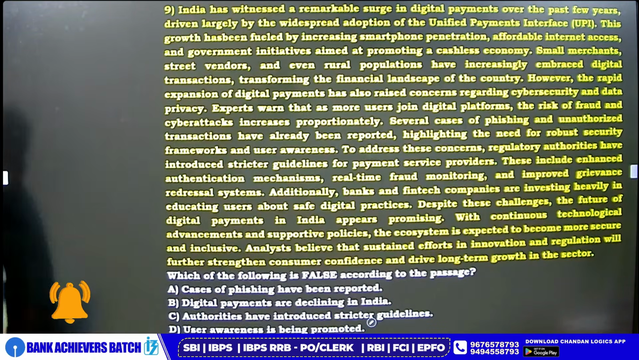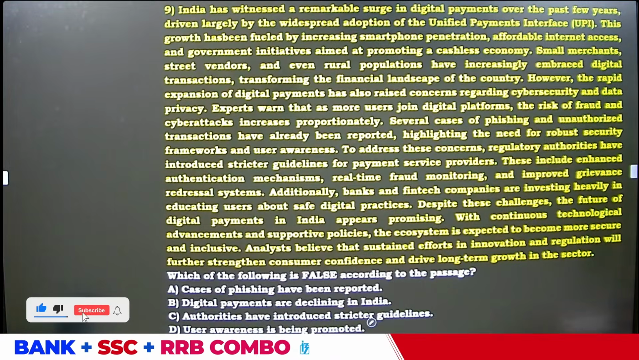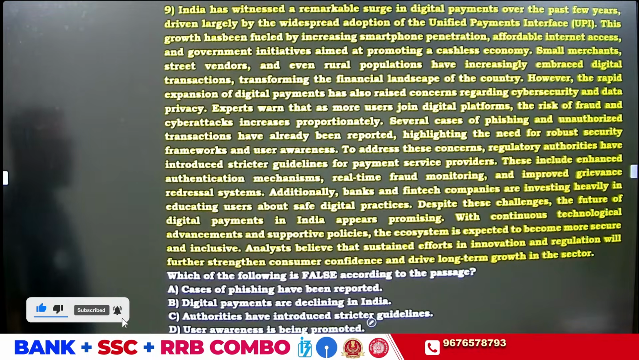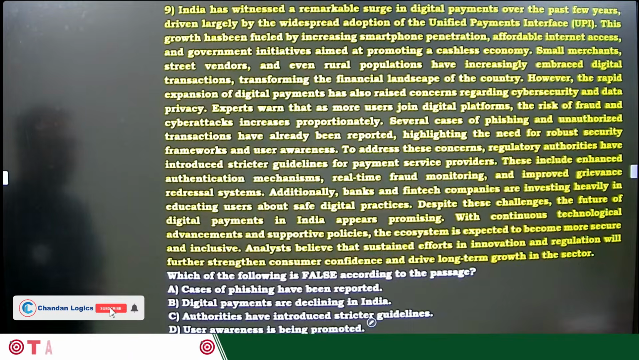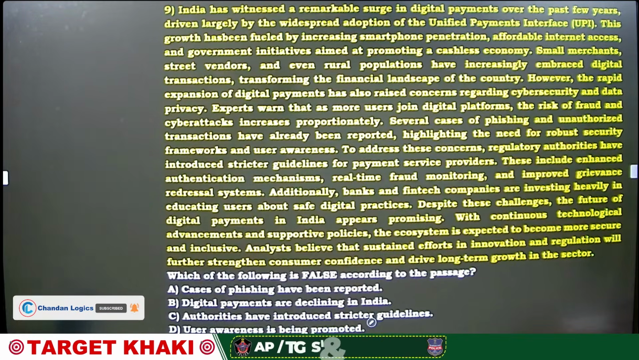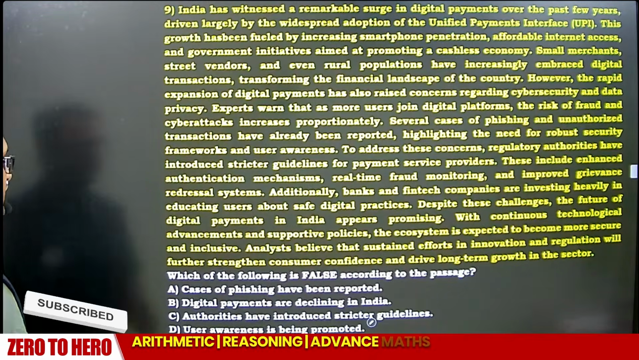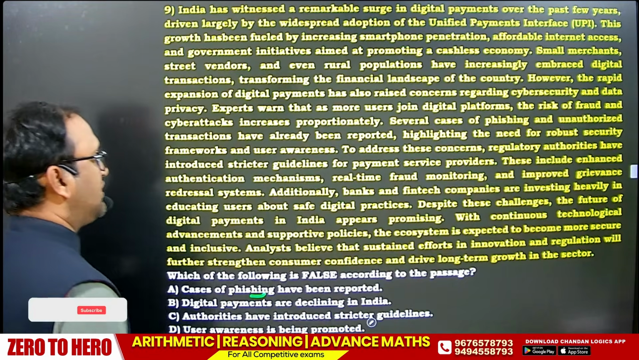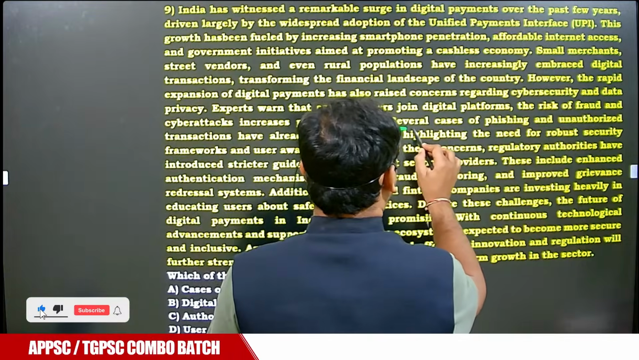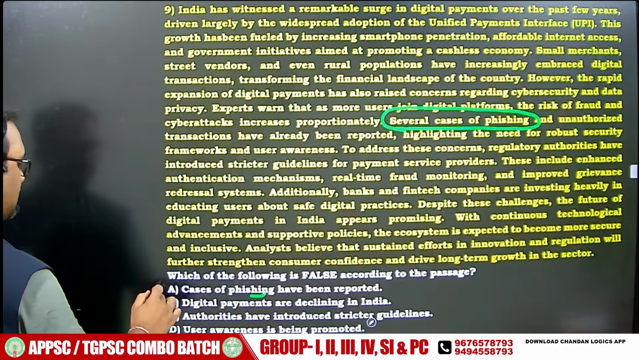Which of the following is false according to the paragraph? I know we did not read the paragraph, but can we try? Which of the following is false? Can you try? Don't read the paragraph. See the first option. Cases of phishing have been reported. See here, several cases of phishing. So it is true. It is not false. Remove this option.